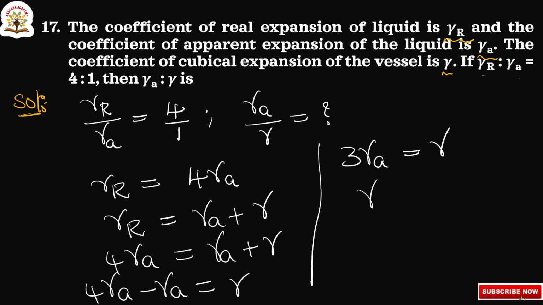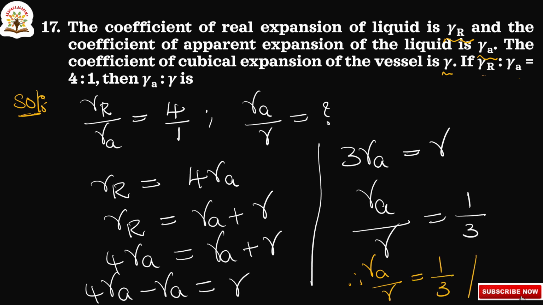So the ratio of the apparent expansion and the cubical expansion of the vessel is 1/3. Therefore gamma A by gamma is equal to 1/3.